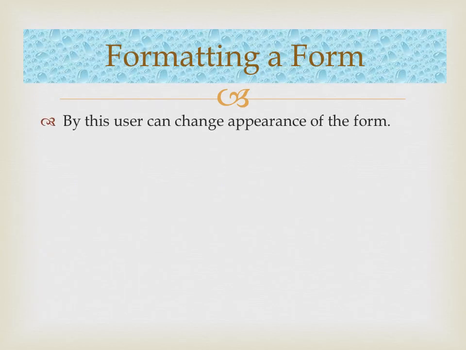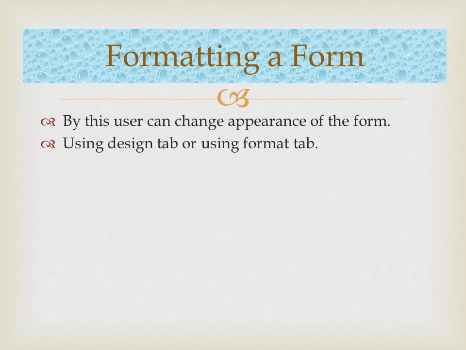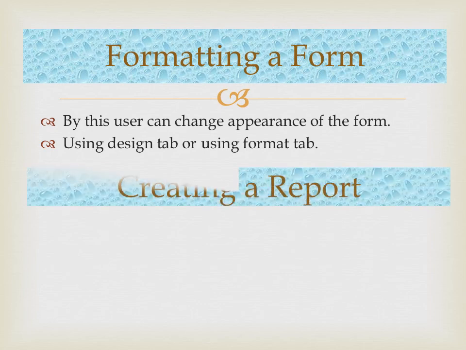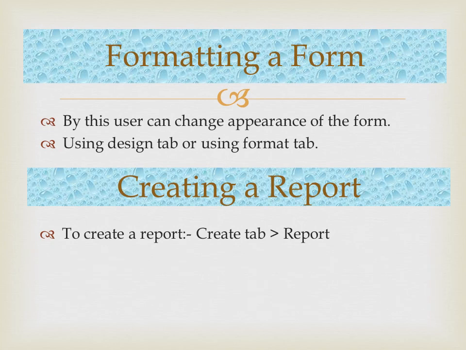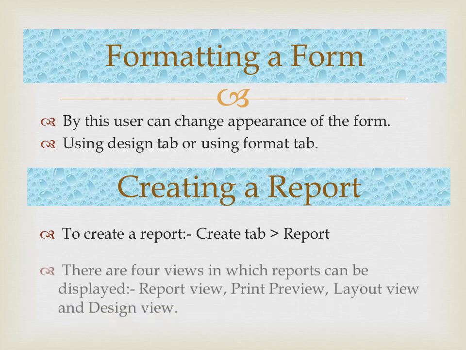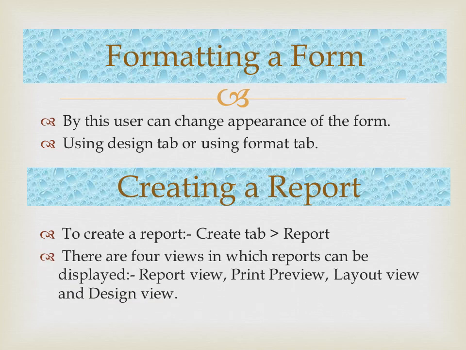Next heading is formatting a form. Formatting a form means by this user can change the appearance of the form. Using design tab or using format tab, user can edit a form. Now how to create a report? To create a report, first user have to click on create tab, then report option. There are four views in which a report can be displayed. First is report view, second is print preview, next is layout view, and last one is design view. User can change the format of a report using the themes from the themes group of the design tab.